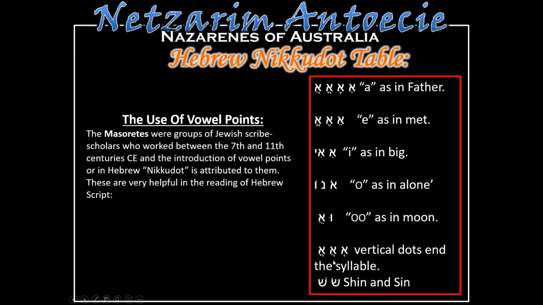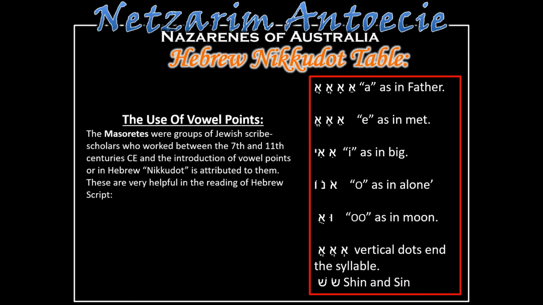And also where we see the vertical dots here, those vertical dots, they either end or begin a syllable. And then we have the shin, therefore it has a sh sound. And then with the dot on the opposite side, it becomes a sin or an S sound.